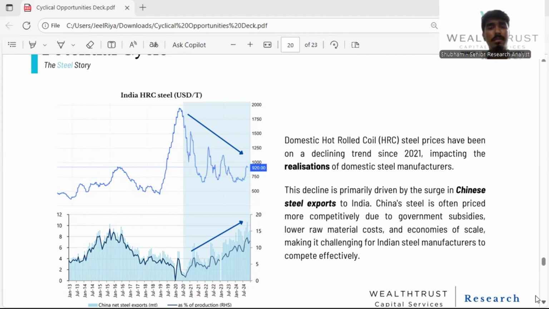This has directly impacted the Indian steel companies, and that's the reason you can see that in the last 1 to 2 years steel prices have been very low, and this is hurting a lot of steel companies and metal companies. I'd like to discuss a case study about a company.